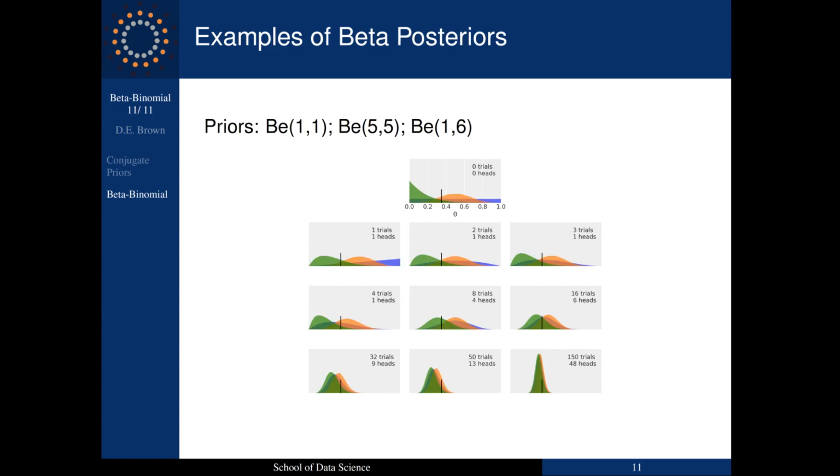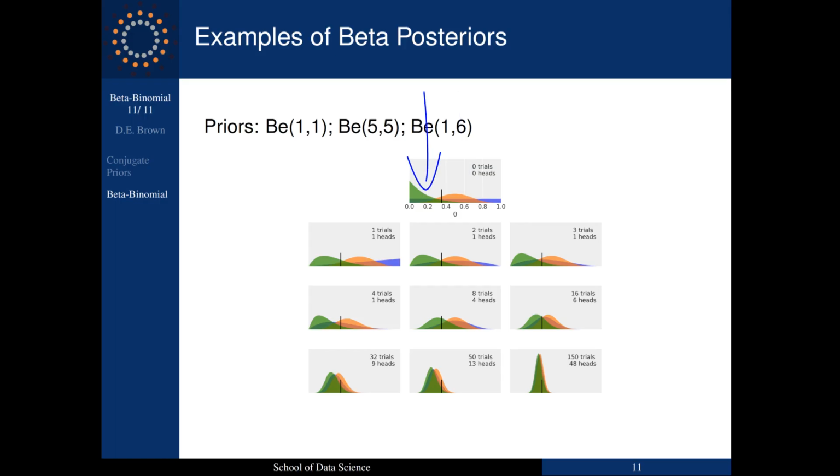If we look at an example of how this works, here is a problem in which we've got a known theta value, a known probability for our Bernoulli trials of about 0.38. And we start with three different prior distributions. One is a beta 1,1, which is the flat blue distribution shown there. Another one is a beta 5,5, which is the orange distribution shown in the middle. And the final one is a beta 1,6, which is a highly skewed distribution.